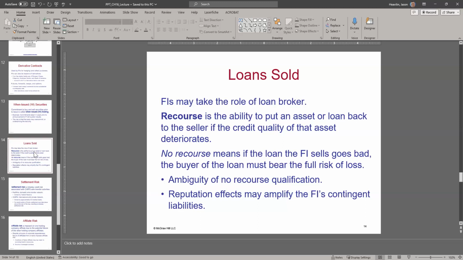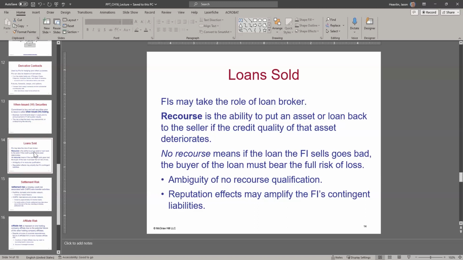Now let's talk about the point here of recourse. There's a risk situation. Where does the risk fall? So let's read. Recourse is the ability to put an asset or loan back to the seller if the credit quality of that asset deteriorates. So I originate the loan. I sell it to bank XYZ.